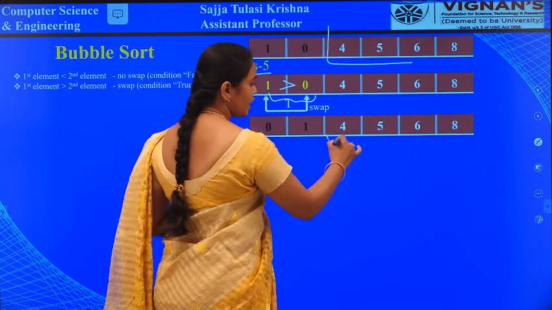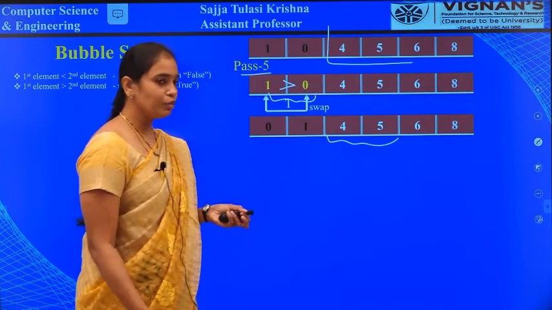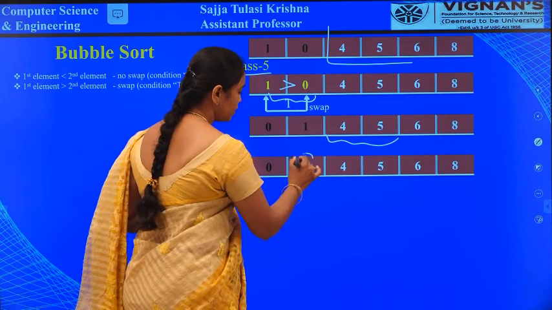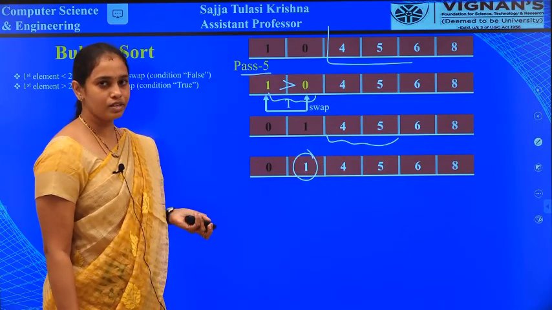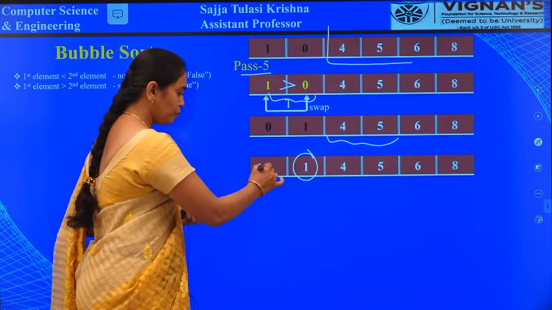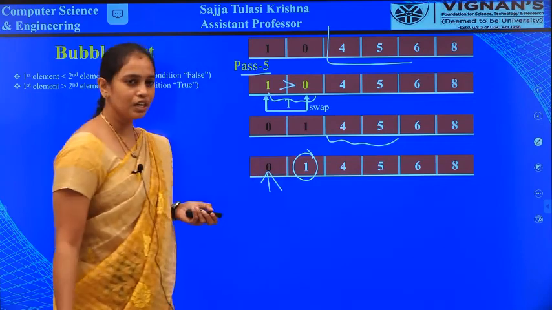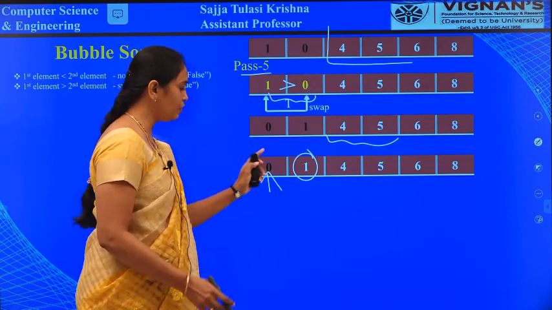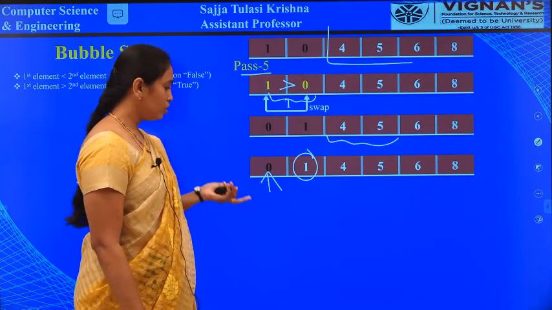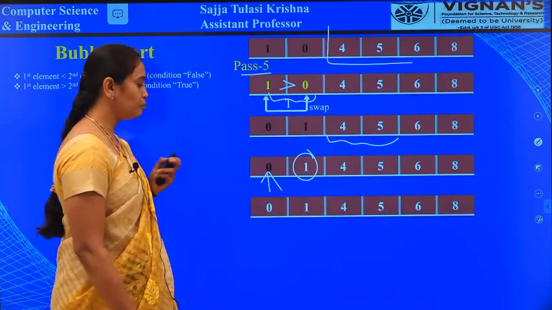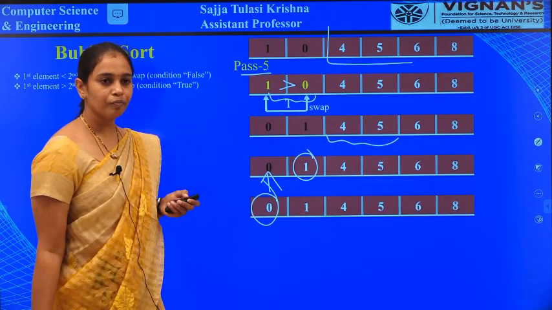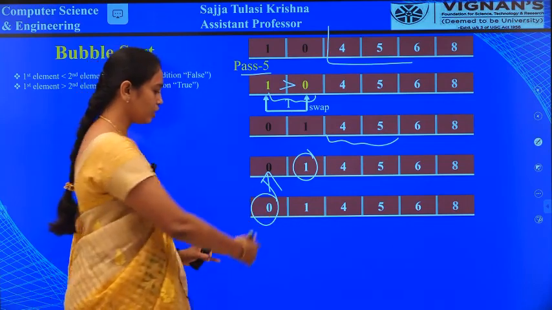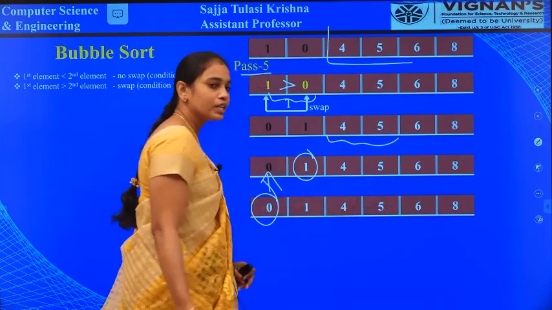Is there any chance to sort the remaining elements? No. So now see, the next position is filled with the next largest element. Coming to the next phase, how many elements are remaining? Only one element. Is comparison possible with this one element? No, because the element is already placed in its right position. So now, is the list sorted or not? Yes, sorted: 0, 1, 4, 5, 6, 8.